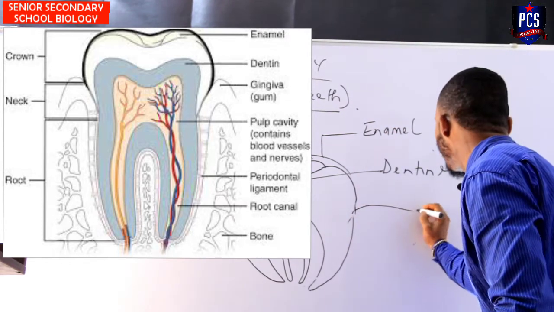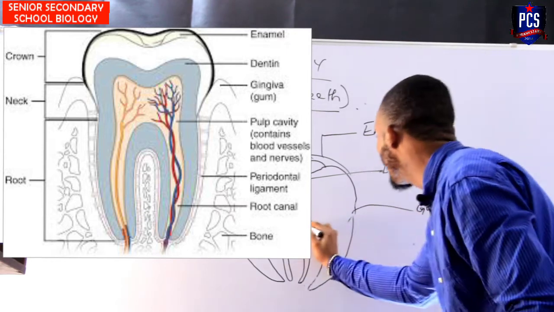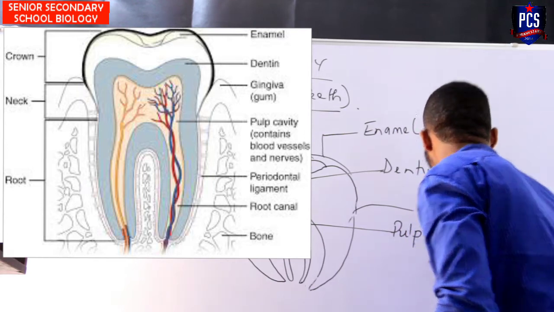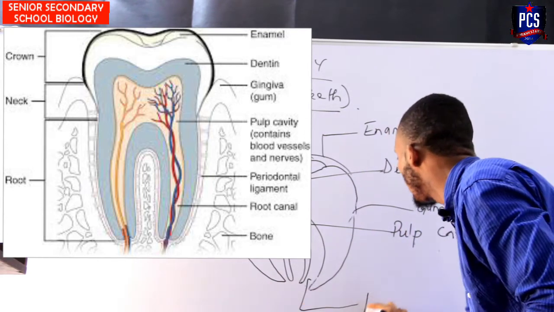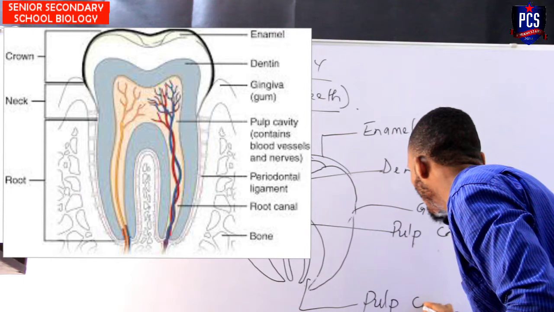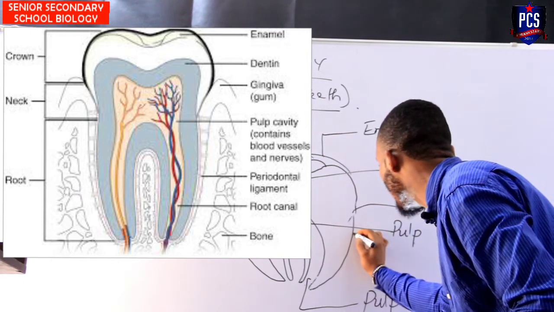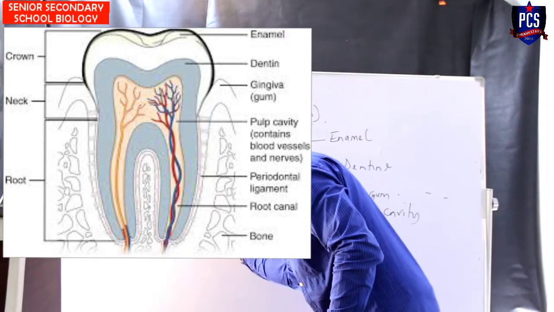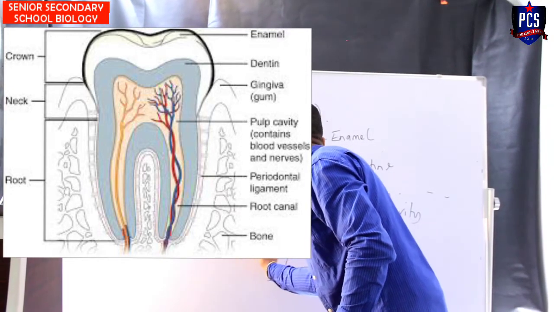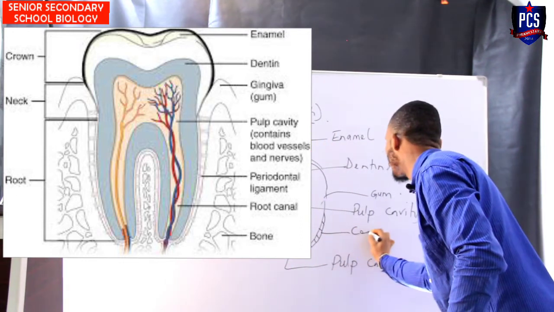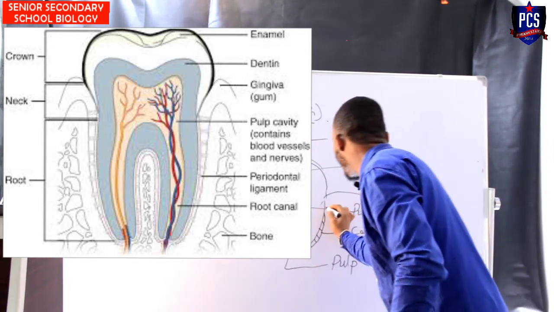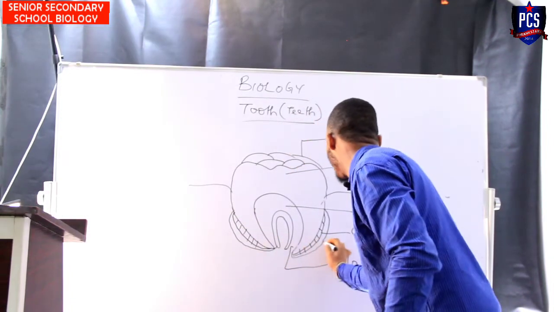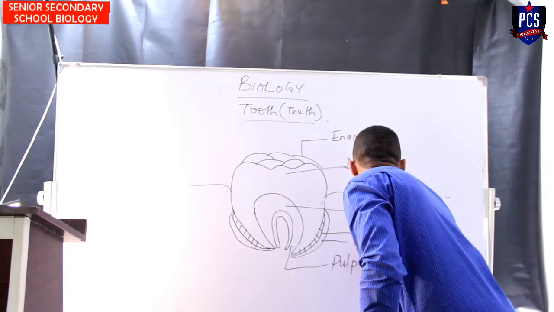Here is called the gum. Here is called the pulp cavity. Here is called the pulp canal. Then we'll have a structure like this here, and we also have it here. Here is called the cement. And then we'll have another structure covering it. Here is called the periodontal membrane.